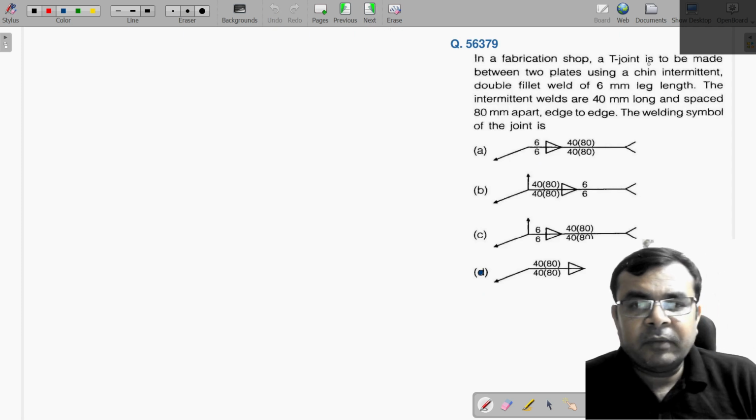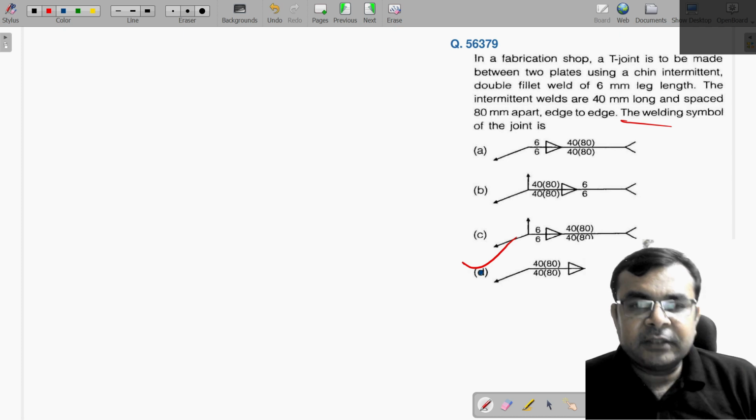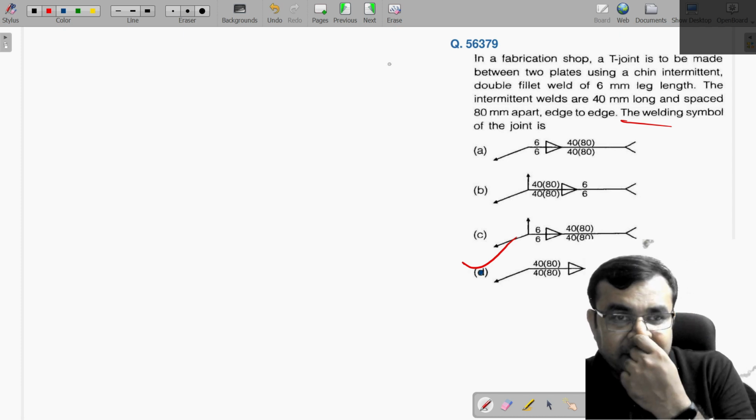In a fabrication, a saw tooth joint is to be made between two plates using this welding symbol. You must remember this. This is the welding symbol. Correct.